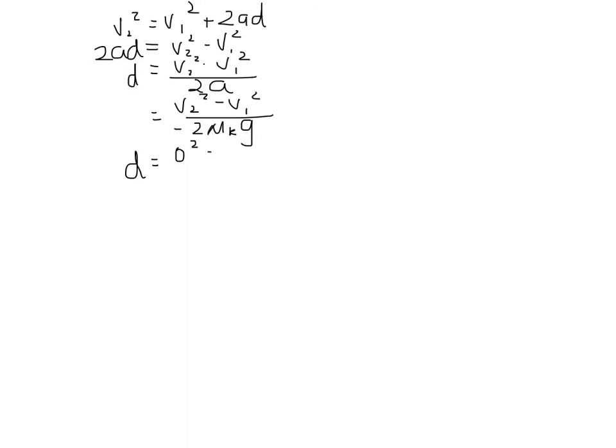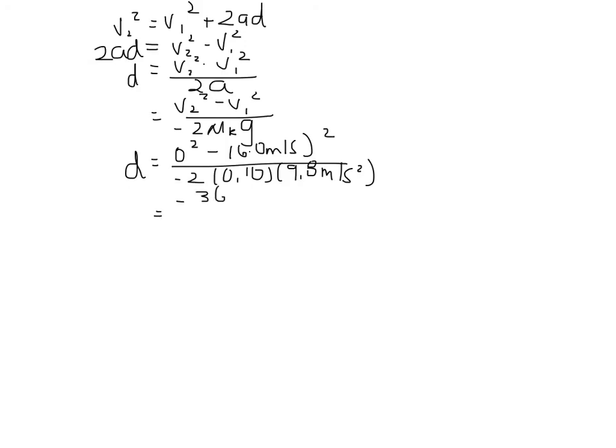Plug in our numbers. 0 squared minus 6 meters per second all squared over negative 2 times 0.10 times 9.8 meters per second squared. So we are going to be left with meters. We've got meters squared per second squared on the top and meters per second squared on the bottom, so our units work out nicely. So I've got negative 36 meters squared per second squared over, and 2 times 0.98, so the bottom here is negative 1.96. So you see we've got negative on the bottom and the top again, which means we're going to end up with a positive number, which makes sense since it's traveling in the positive direction.